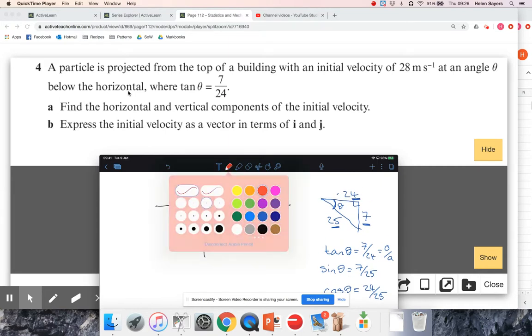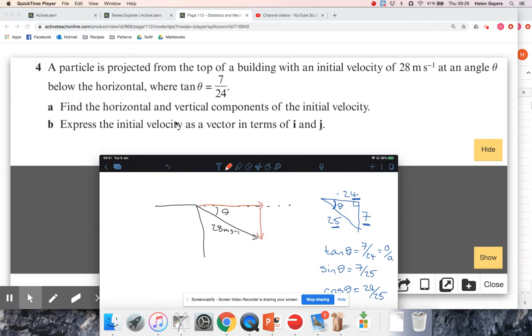Right, okay, so let's go back. I haven't even read the question. I'm assuming it says the same as the other ones. Yeah, so we want the horizontal and vertical components, and then we want to write it as an i and j vector. So horizontal is, looking at the side that's adjacent to theta, 28 cos theta. And this one is opposite, so this is going to be 28 sine theta.